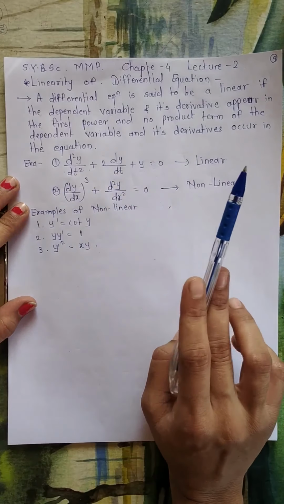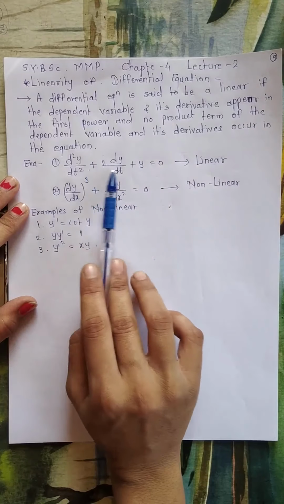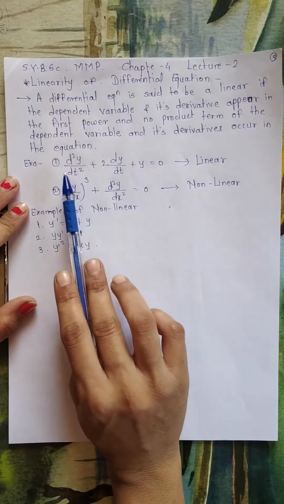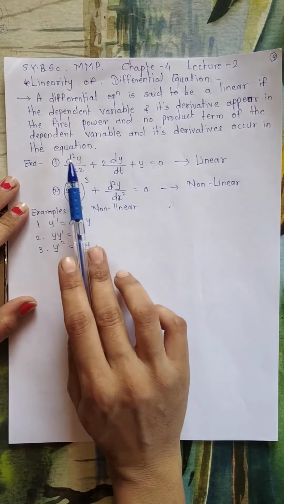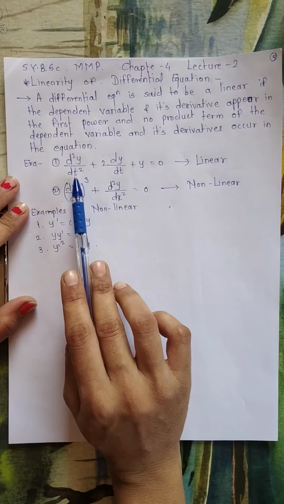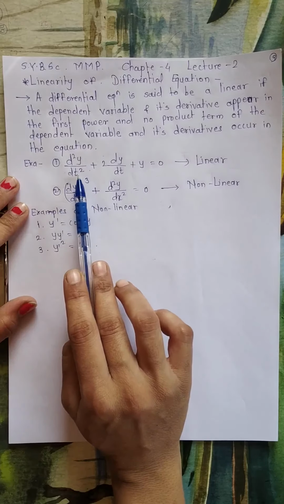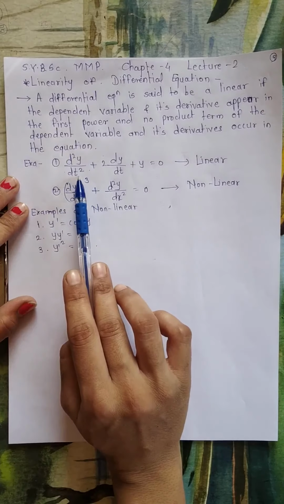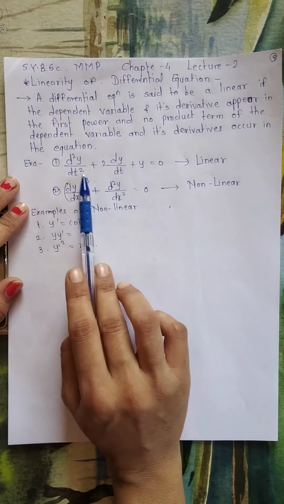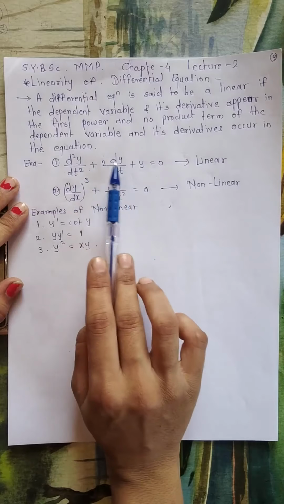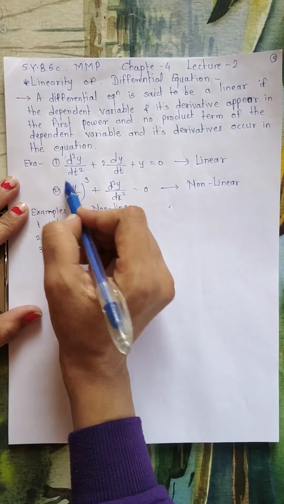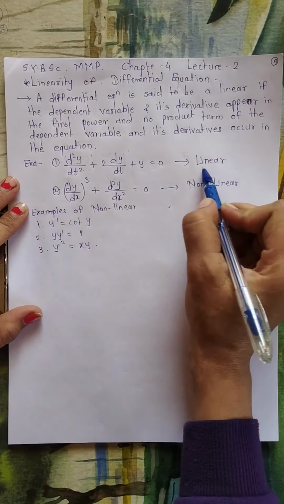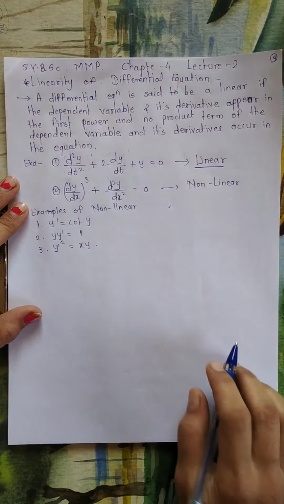So why is this so? Now here if you observe, there are derivatives of the dependent variable. y is the dependent variable and y depends on t, therefore it is differentiated with t. So y is dependent, t is independent. Now here there are derivative terms and these derivative terms appear with the power of 1. See here, power of each term is 1. Therefore this differential equation is linear.